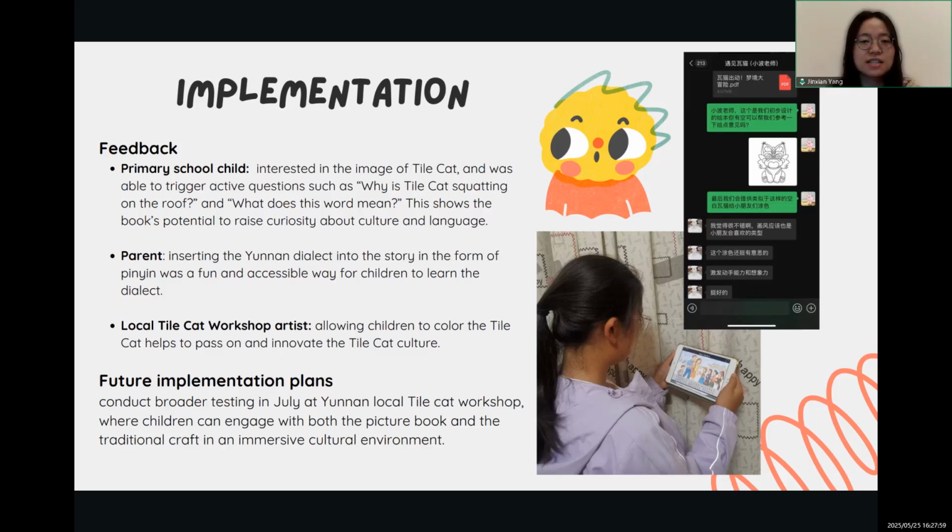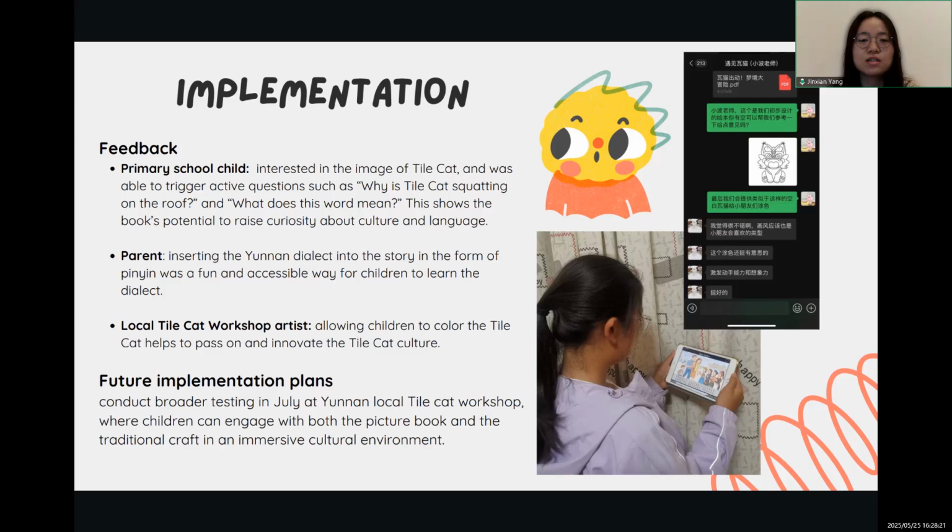The parent also mentioned that inserting the Yunnan dialect into the story in the form of pinyin was a fun and accessible way for children to learn the dialect. In addition, the artist also said that allowing children to color the Cat helps to pass on and innovate the Cat culture.